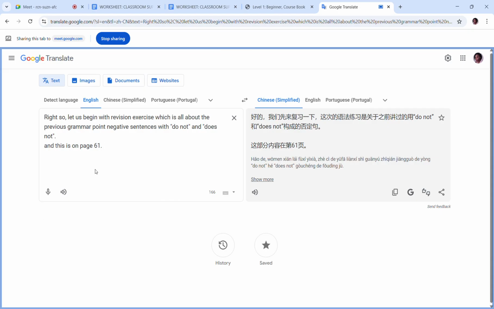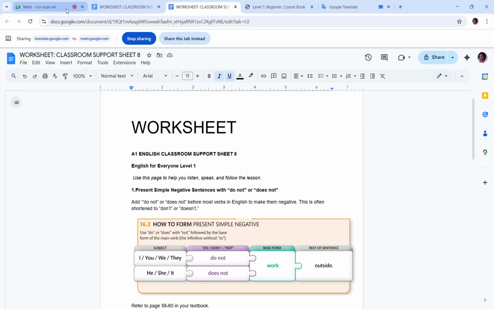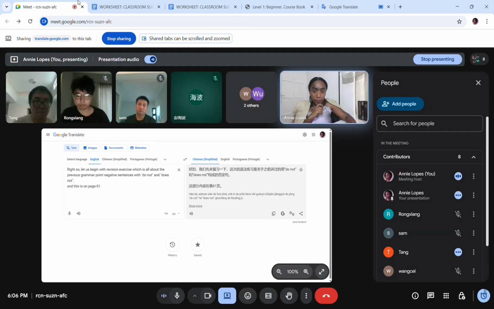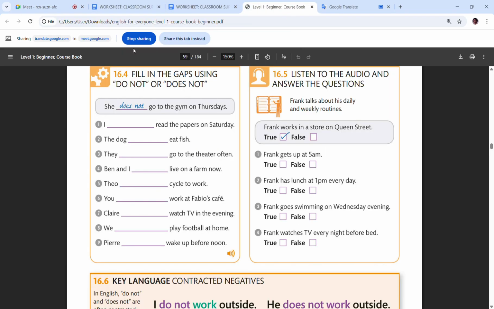So we are going to now continue with the revision exercise, which is all about the previous grammar point that we learned. What do you remember? It's about negative sentences, right? With do not and does not. Do you remember? That's what we learned. So this is on page, let me just go back. On page, do you remember? Let me type here.